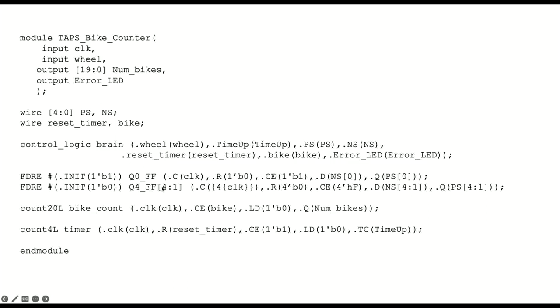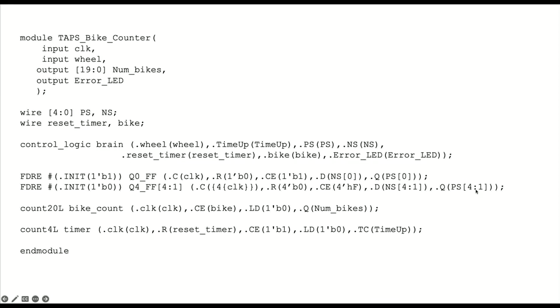And here I'm using a bus of flip-flops. So instead of having 5 lines of flip-flops, I only have 2. I have a separate line for flip-flop 0, and then I have a bus for flip-flops 1 through 4. And I need to feed it 4 clocks. I need to feed it 4 bits of 0 on the reset. I need to feed it 4 ones for the clock enable. And the input is the next state bus, and the output is the present state bus.